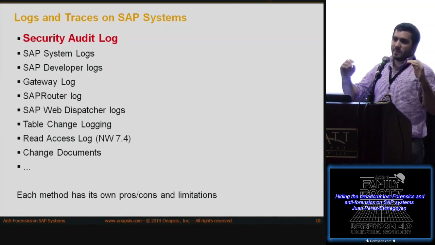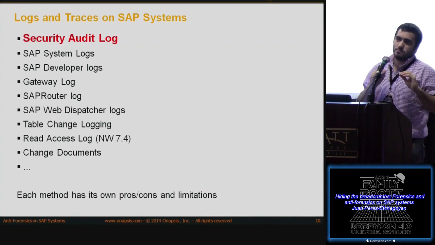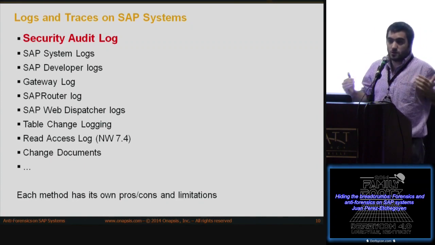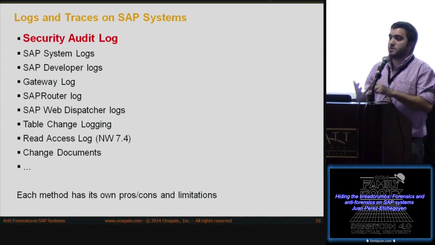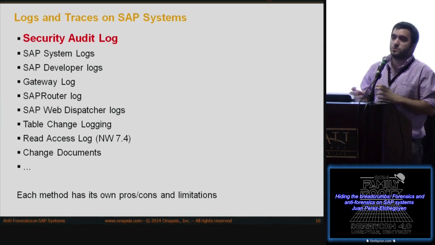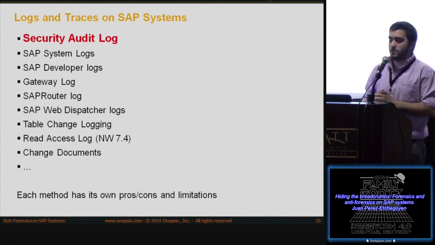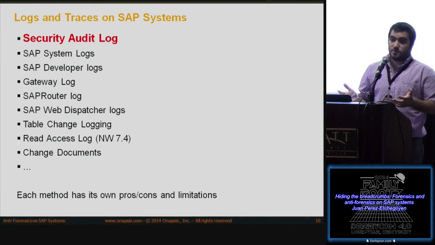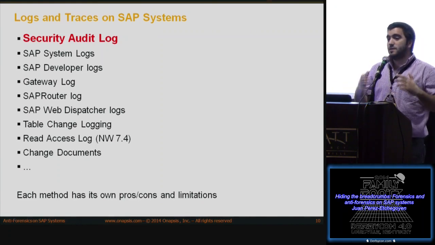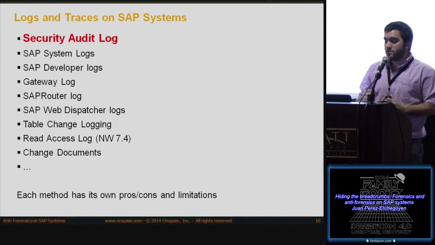So this is the security audit log in the system. If you want to spot some user doing a brute force, if you want to spot some user trying to execute something he's not authorized to, that's the feature you need to have enabled. It's not enabled by default. The problem is that this is very resource intensive, right?